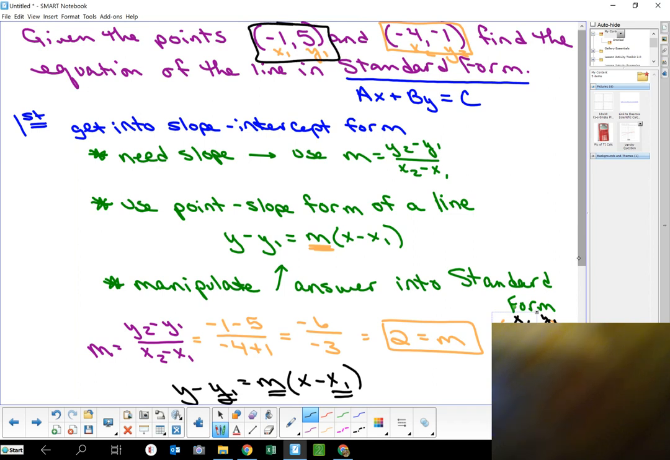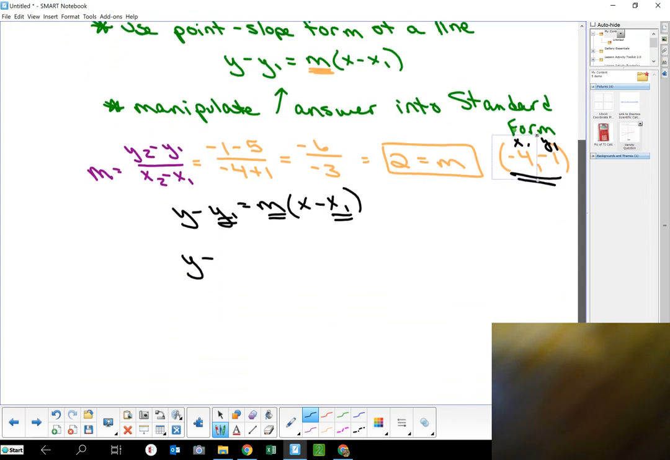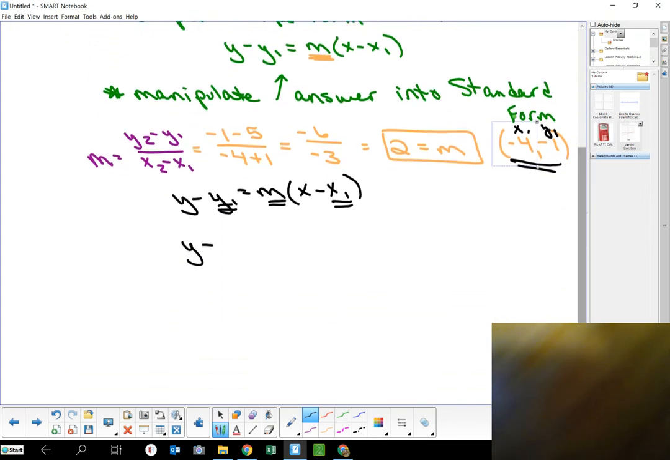I mean, you could totally do that. You can pick any point. They're both on the line, so it doesn't matter. So y minus y1 is y minus a -1, so that's y plus 1 equals, my slope is 2, and then x minus x1 is going to be x minus a -4, so that's x plus 4. I'm going to distribute. So that gives me y plus 1 equals 2x plus 8.